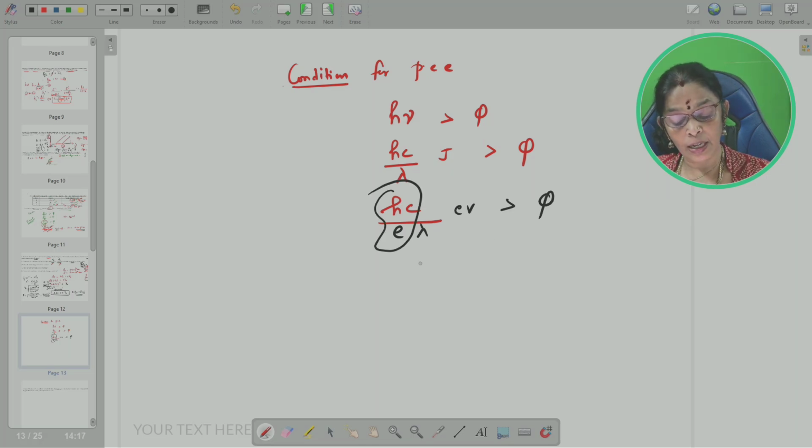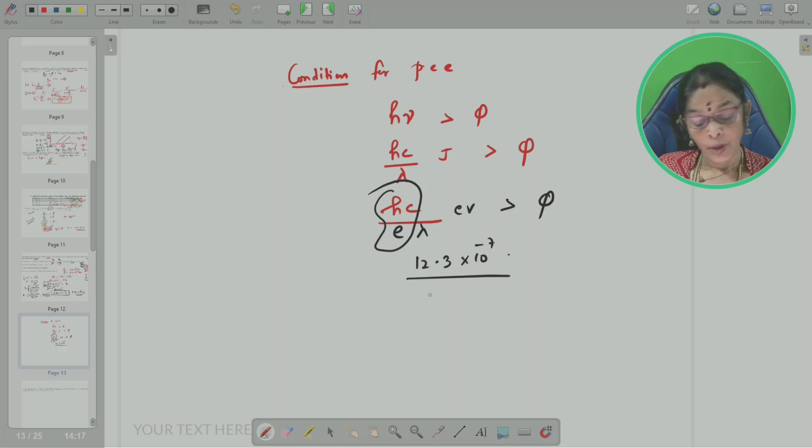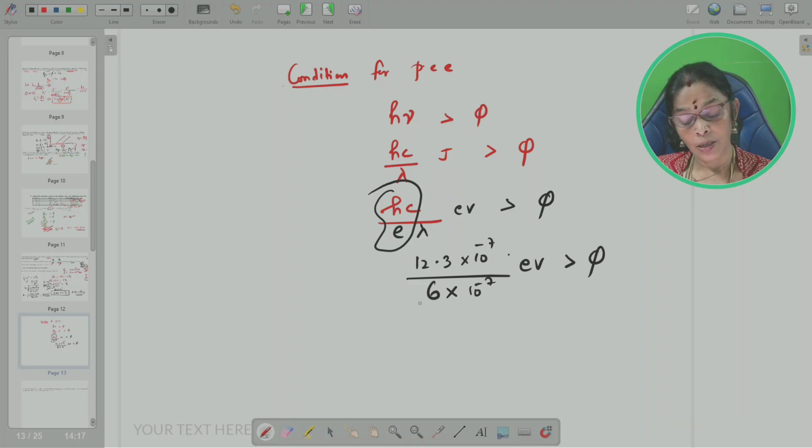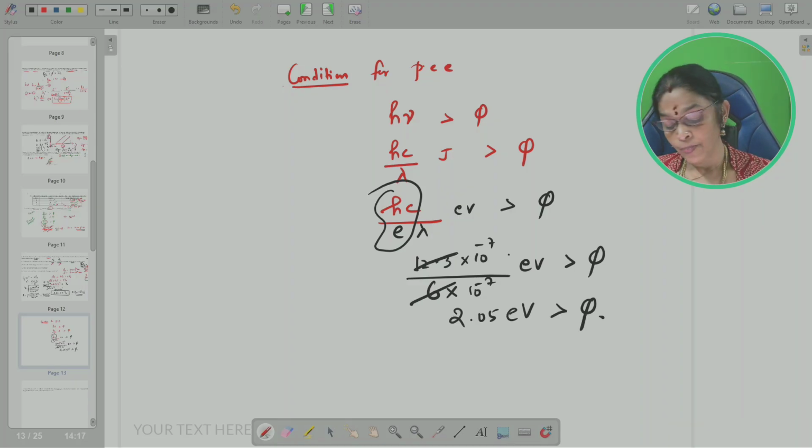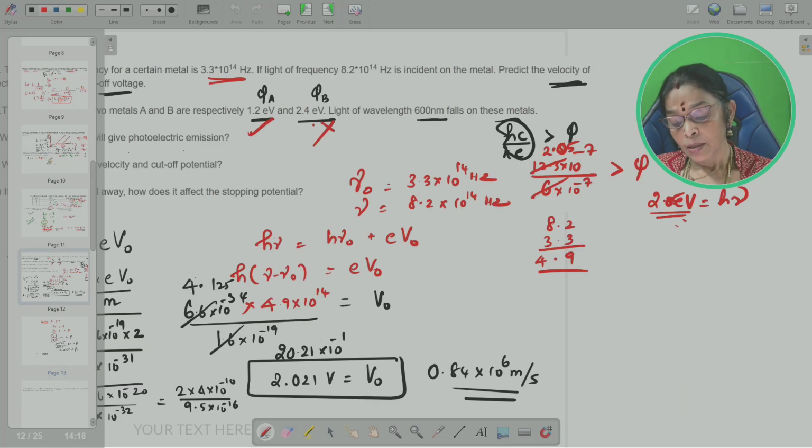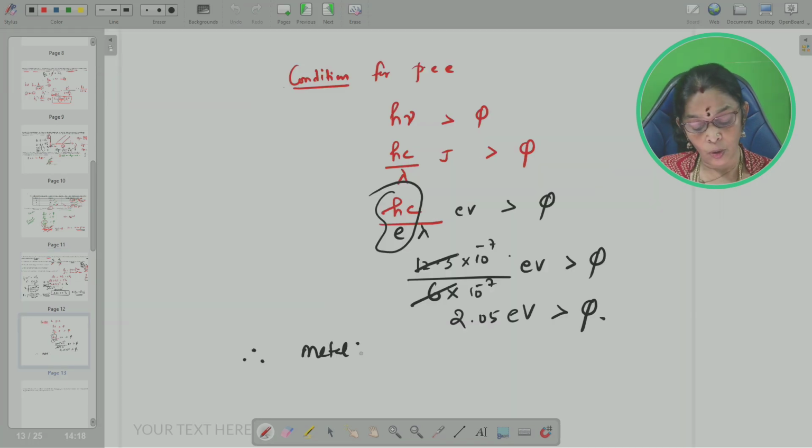So what is hc by e? 12.3 into 10 power minus 7 divided by lambda. What is lambda? 600 nanometers. So 6 into 10 power minus 7, in eV, should be greater than work function. So that is 2.05 eV, which should be greater than work function. Therefore metal A will undergo PE, metal B will not undergo. So metal A will give photoelectric effect.